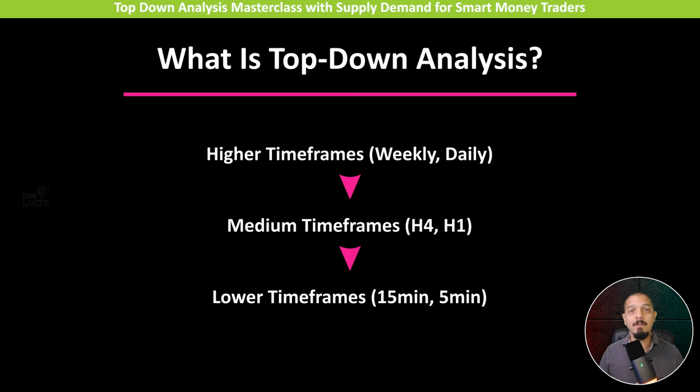So what is top-down analysis? Top-down analysis is the process of starting your chart study on higher time frames, such as the weekly and daily, and then gradually moving down to lower time frames like the 4-hour, 1-hour, and 15-minute to refine your execution and build a more precise view of the market.